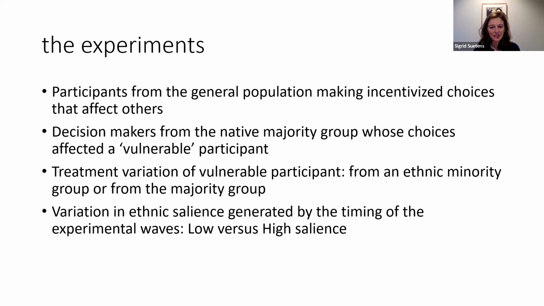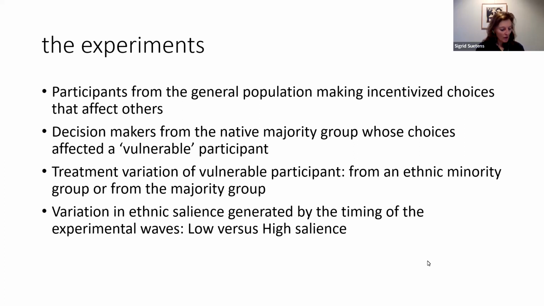A third aspect that is the same across all 3 experiments is that there is treatment variation in the ethnic background of the vulnerable participant. In half of the treatments, the vulnerable participant has an ethnic minority background. In the other half of the treatments, this vulnerable participant is from the same group as the decision maker, so also from the native majority. And then a fourth element is that there's variation in ethnic salience that is generated by the timing of the experimental waves, which is either low or high, as you will see later in the talk.